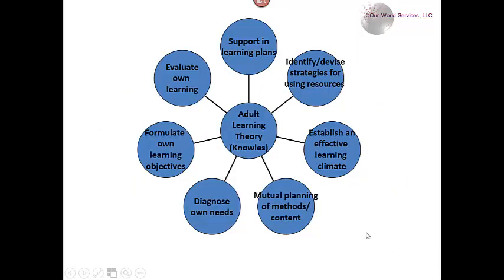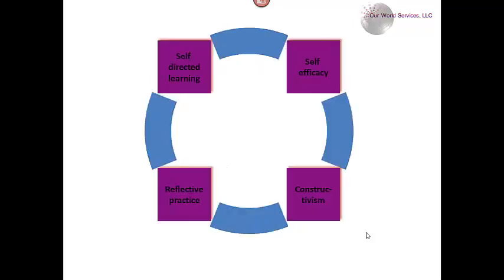When we talk about learning, we talk about adult learning theory. Things fall into this. This whole chart falls into it. A learner has to evaluate their own learning. They have to formulate and own their learning objectives. They have to diagnose what they need to learn. They have to help plan what they're going to learn, and they have to establish an effective learning environment, and they have to identify and devise strategies for using resources. This all plays into a combined effort between the learner and the instructor.